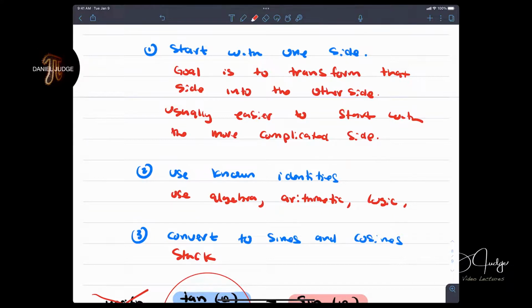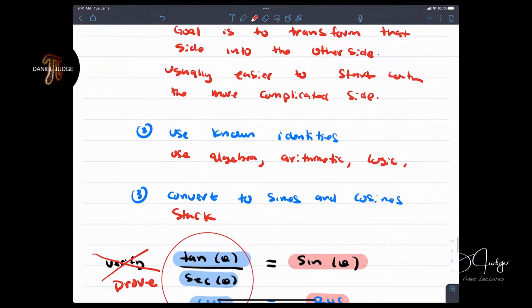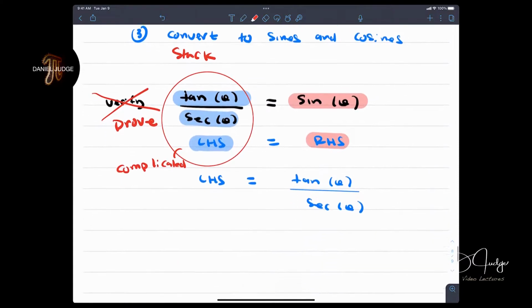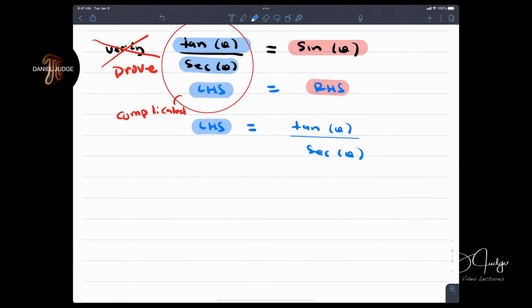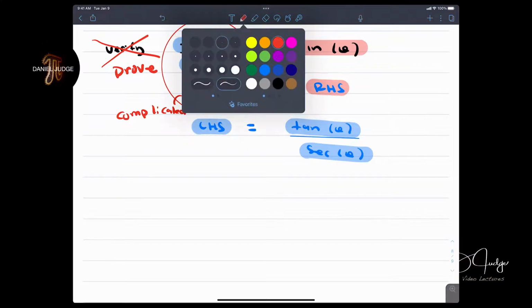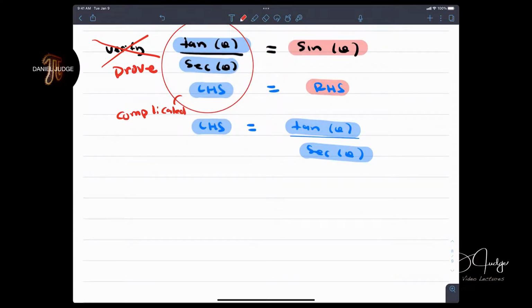So we started with the left side. We have to transform the left to the right. So this is why we write this down. We write down the left-hand side: it's tangent theta over secant theta. Here's what we want to show. We want to show that this is equal to the right-hand side. That's what they're telling us.